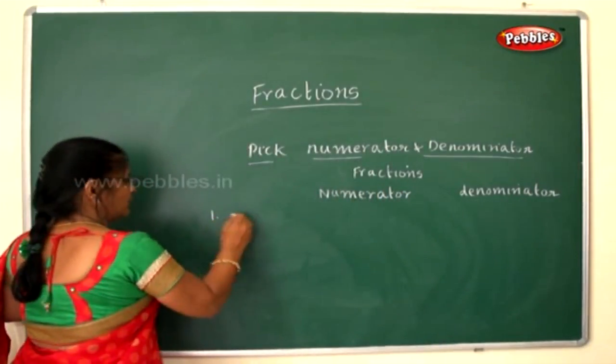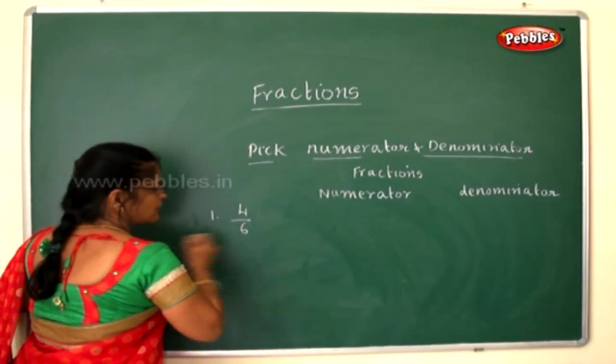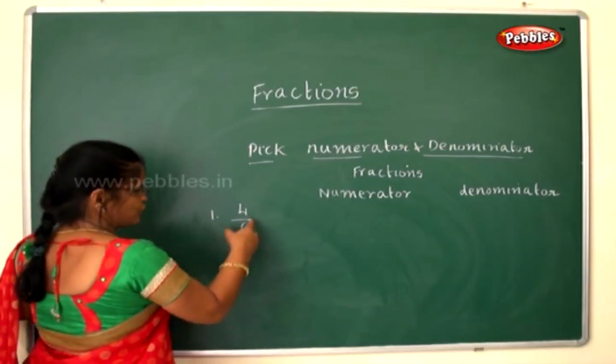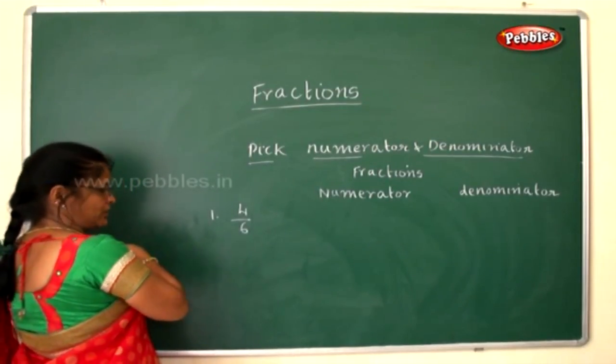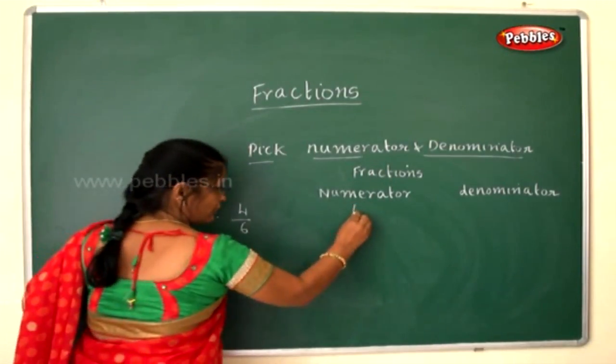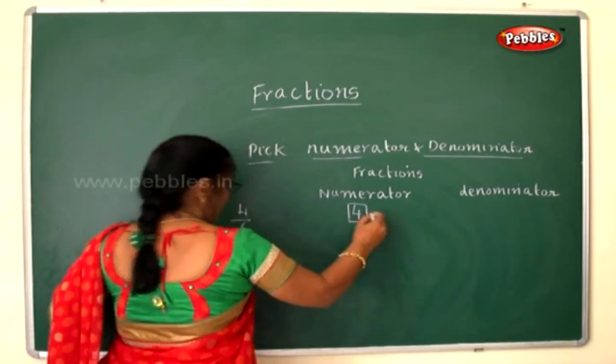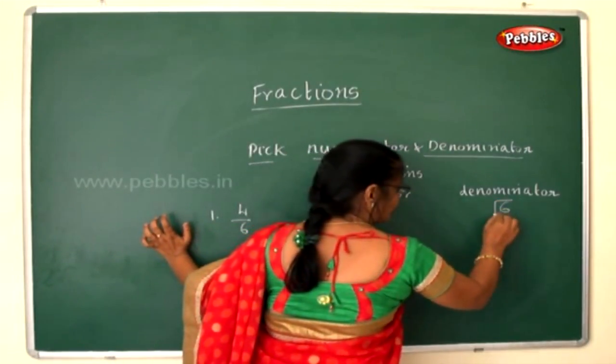Now first one, 4 by 6. Now how will you put 4 by 6? Which one is the numerator and which one is the denominator? Yes, 4 is the numerator and 6 is the denominator.